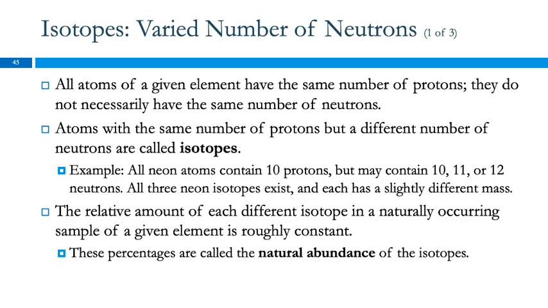If we're talking about neon, they've got 10 protons, but some of them have 10 neutrons, some have 11 neutrons, some have 12 neutrons. So their masses are going to be slightly different. They are all neon atoms, but they are isotopes of each other.